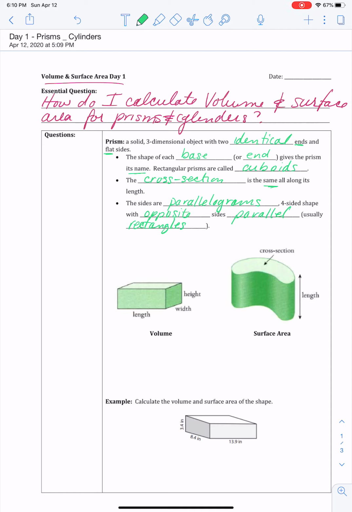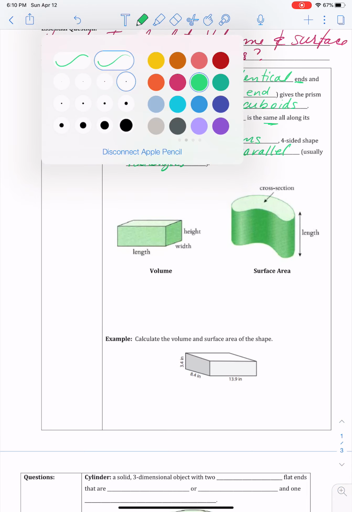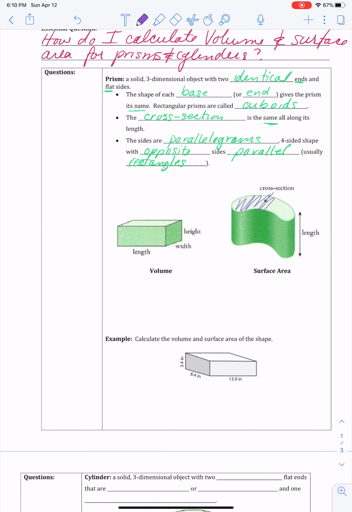So we have a couple pictures of prisms, even though this second one is really weird looking. It's like a kidney bean kind of shape. The top and the bottom, or the bases or ends, are the same shape, and then it is raised up.